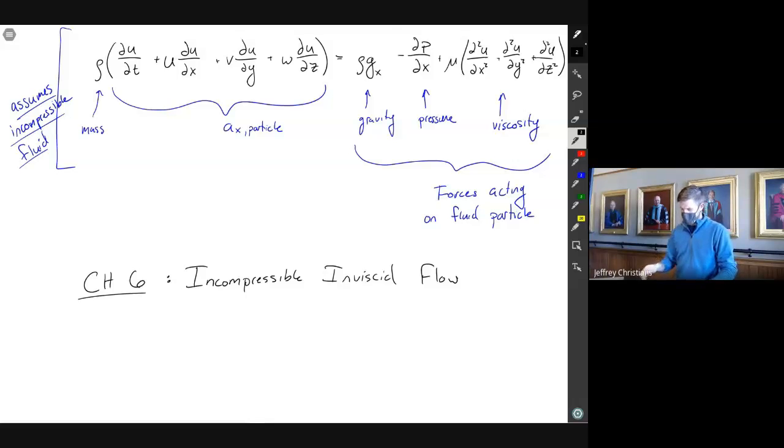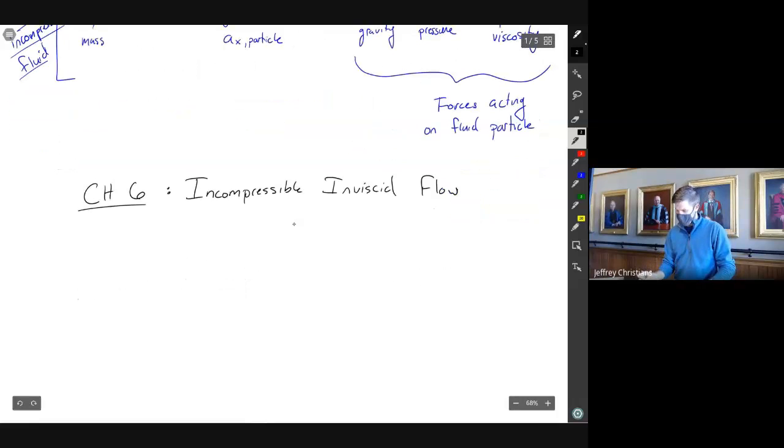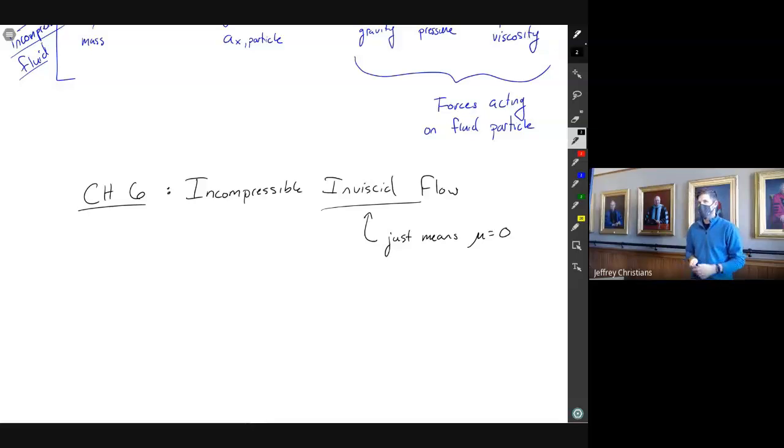Inviscid is a fun word. Inviscid just means viscosity is 0. Inviscid, non-viscous, that's all that means. Right, sometimes we get to invent terms just because then we know what we're talking about and other people don't. So inviscid flow means that the viscosity is 0.